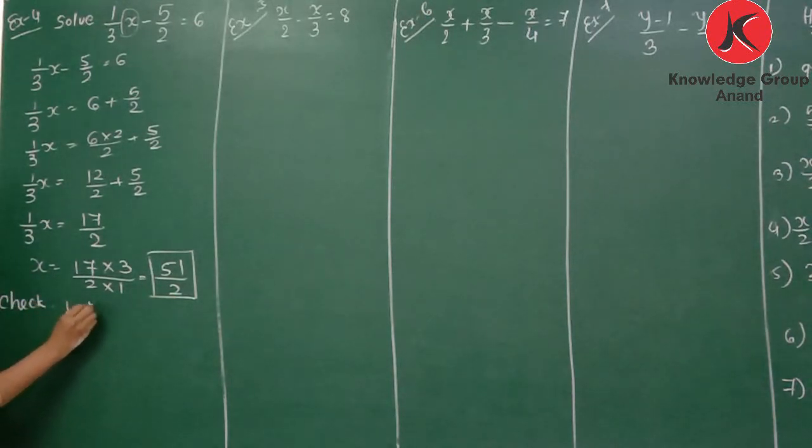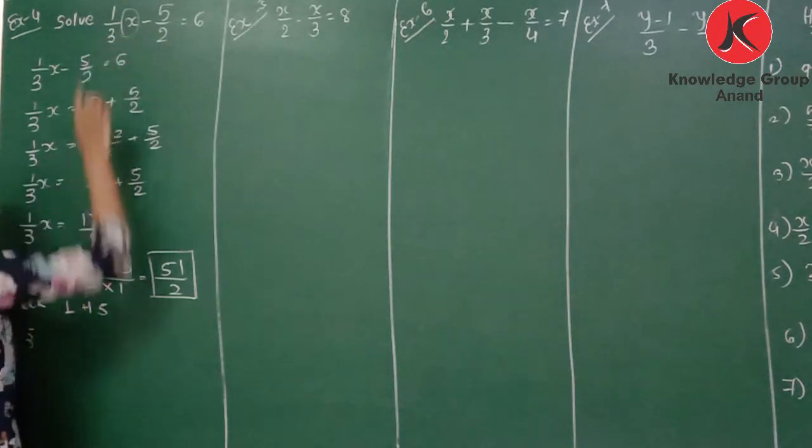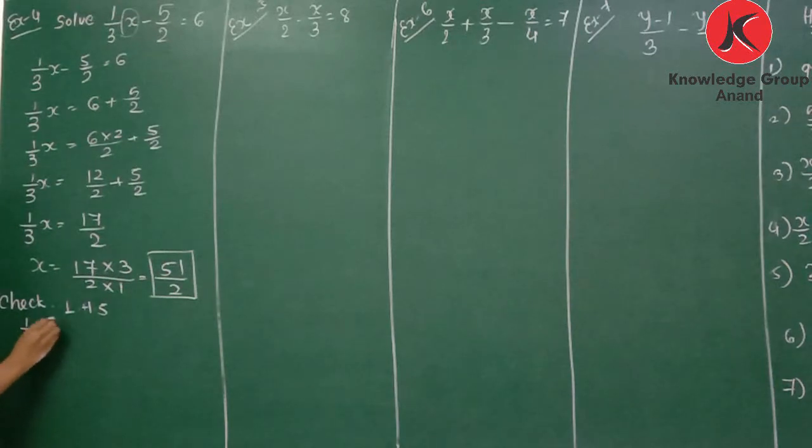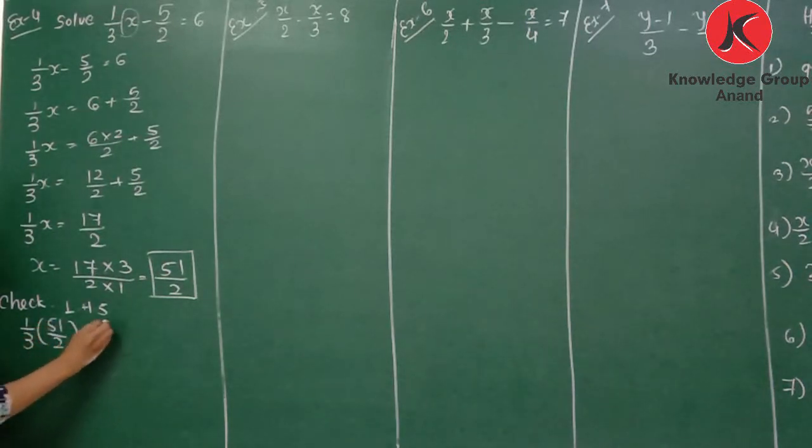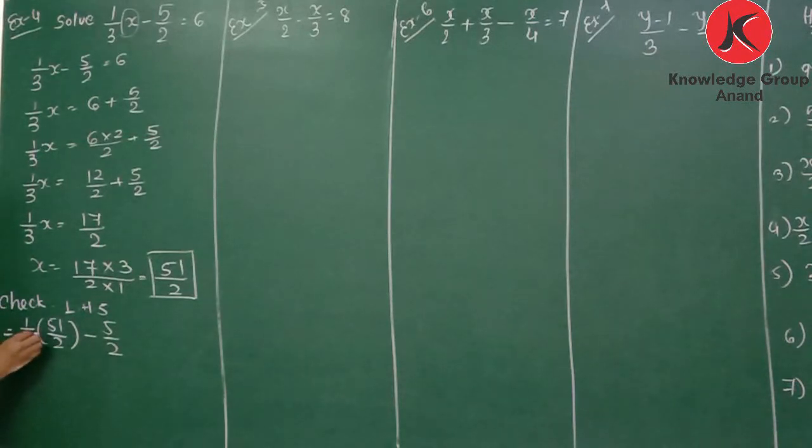Left hand side is 1 by 3. Value of x, you need to write 51 by 2 minus 5 by 2. Okay. Now we can cancel out here. So 17 by 2 minus 5 by 2. So we will get 12 by 2.